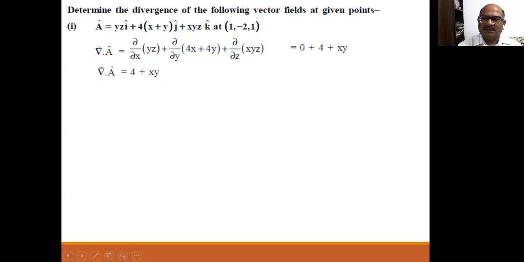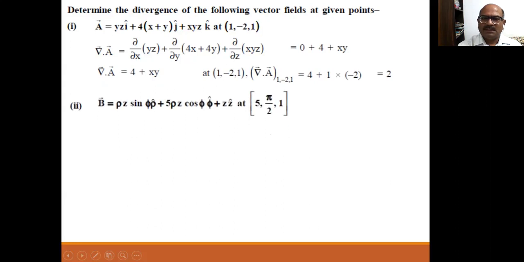Okay, so this is a very simple case of divergence of this vector field. Del dot A we have found in a very simple manner. So the point is given as 1, minus 2, and 1. So we put x is equal to 1, y is equal to minus 2, and z is equal to 1. So we are getting the result as 2. So this is the solution for the first part.